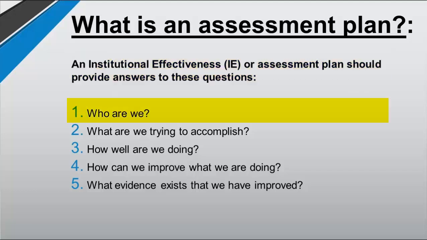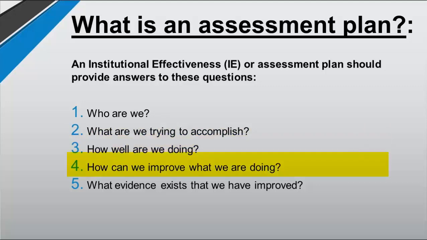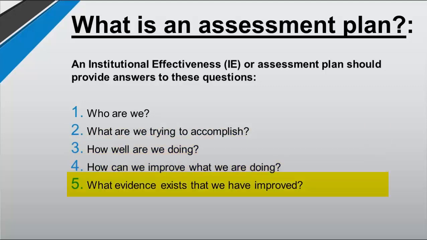Number 1, who are we? Number 2, what are we trying to accomplish? Number 3, how well are we doing? Number 4, how can we improve what we are doing? And number 5, what evidence exists that we have improved?